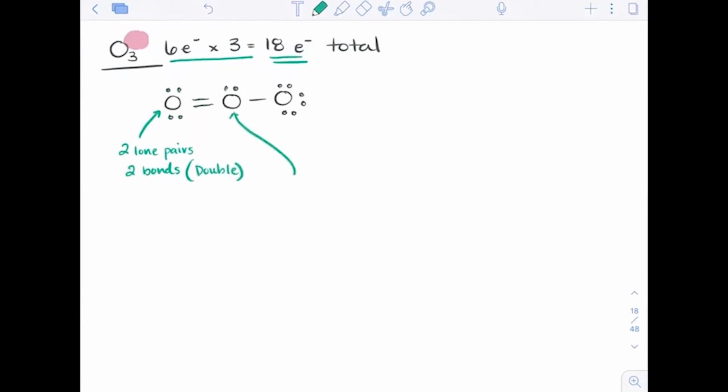This oxygen has 1 lone pair and 3 bonds total, a double and a single. And this oxygen has 3 lone pairs and 1 bond, a single.